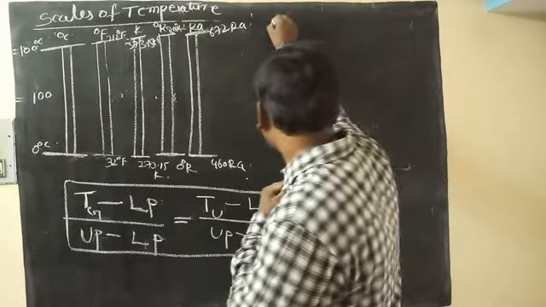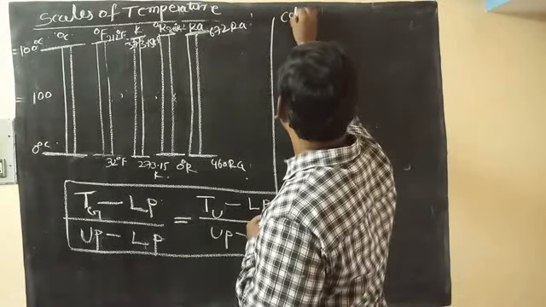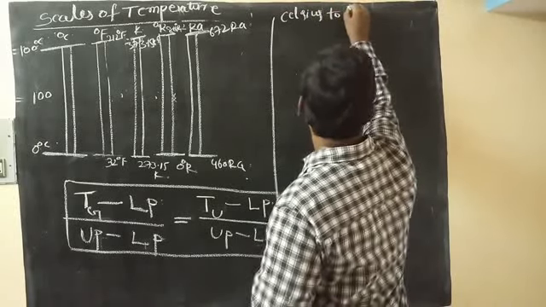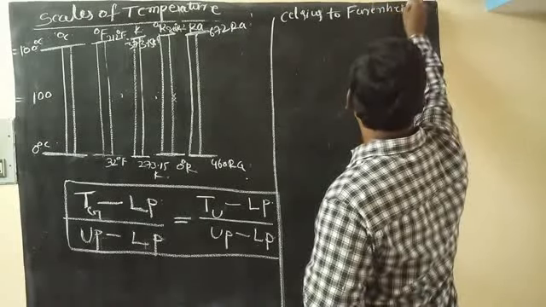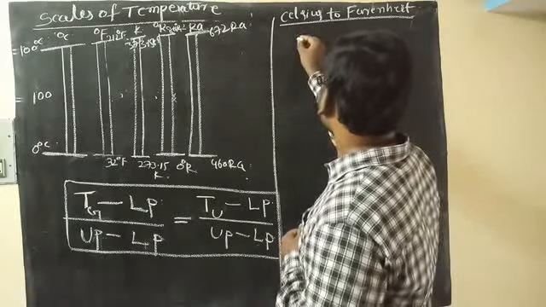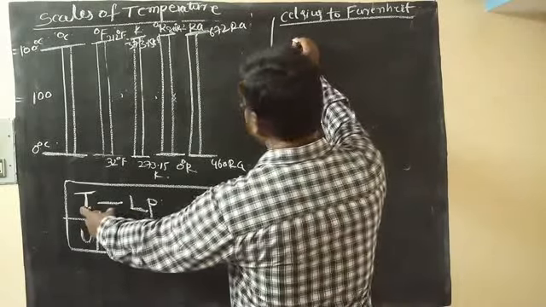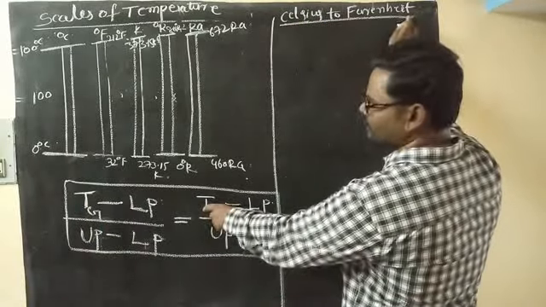So now let's see a conversion, Celsius to Fahrenheit. Celsius to Fahrenheit. And now, the temperature of the given scale is Celsius and the temperature of the unknown scale is Fahrenheit, isn't it?